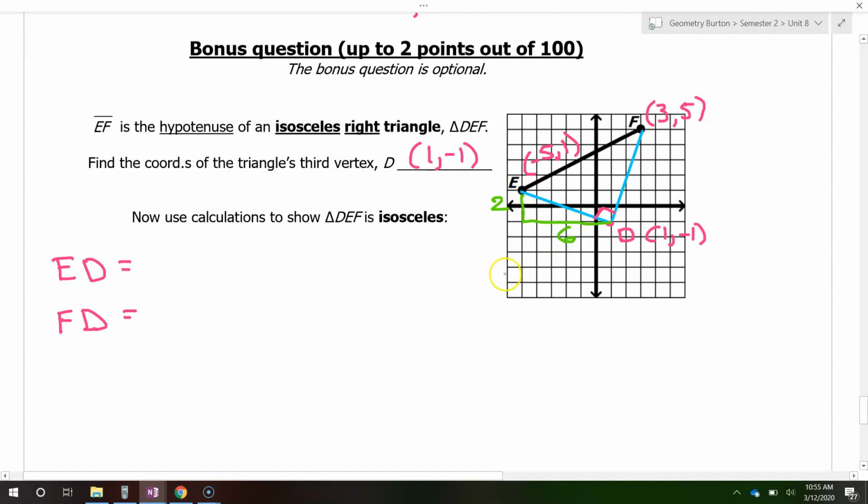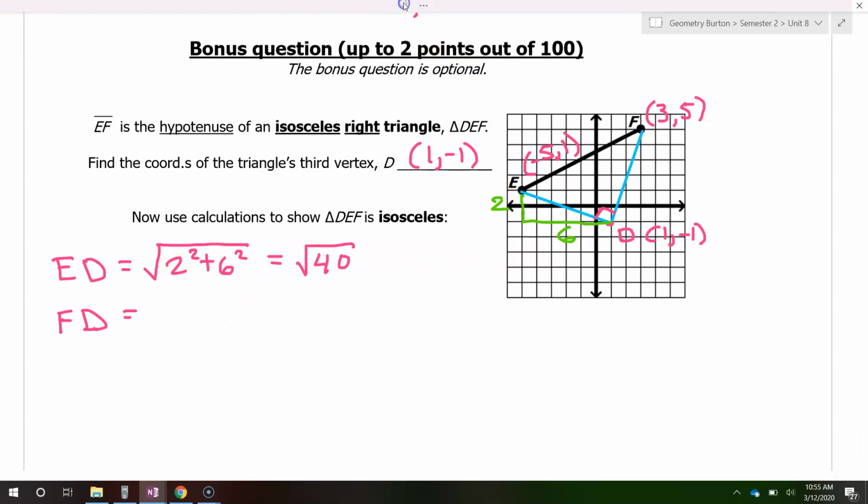2 and 6. So that means the length of ED is going to be the square root of 2 squared plus 6 squared. Well, that's 4 plus 36. So that's going to be 40. So that's going to be the square root of 40. Right? 36 and 4. That's 40.